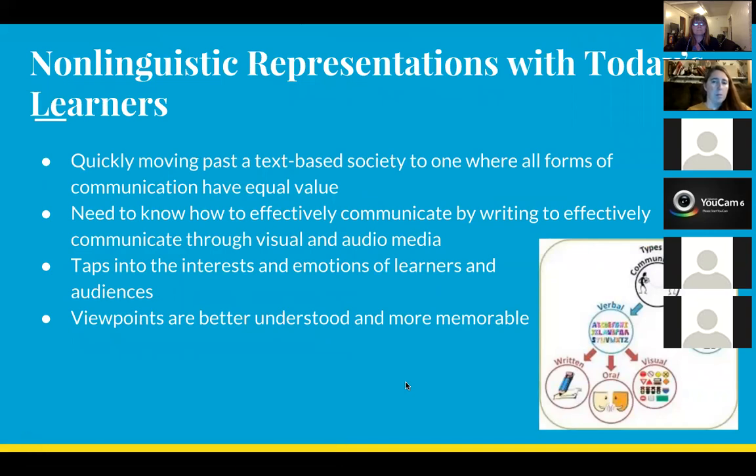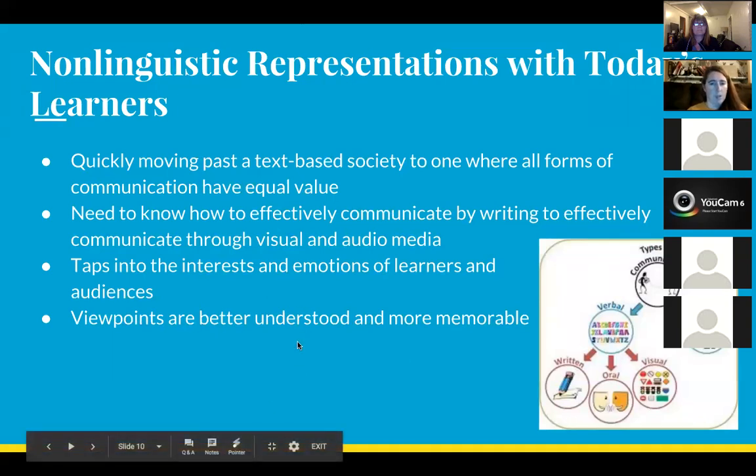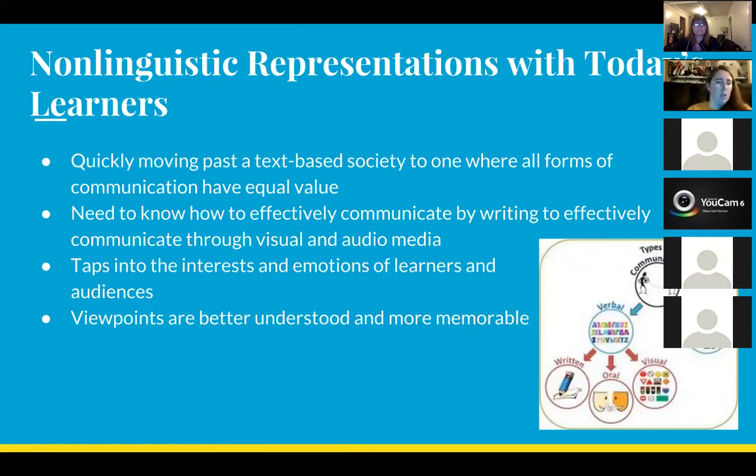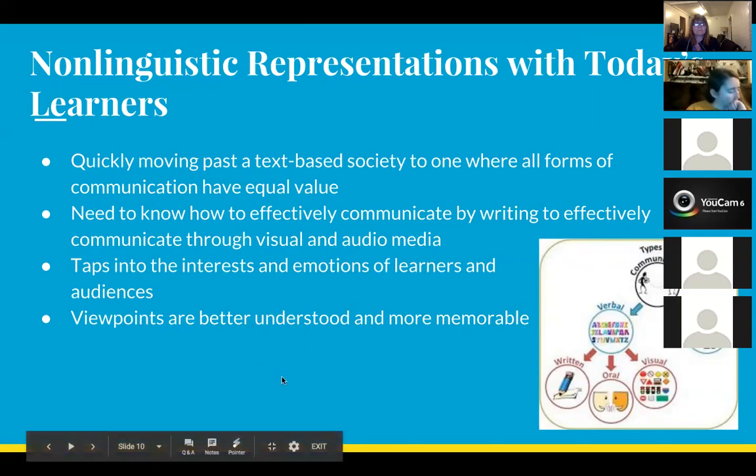Non-linguistic representations with today's learners. Everybody knows that we're quickly moving past just a text-based society. We're more based on technology and coming up with different ways to do the learning instead of just looking from a textbook. But we need to know how to effectively communicate by writing, and also through visual and audio media. Non-linguistic representations tap into the interest and emotions of learners and audiences, and the viewpoints are better understood and more memorable for the students.